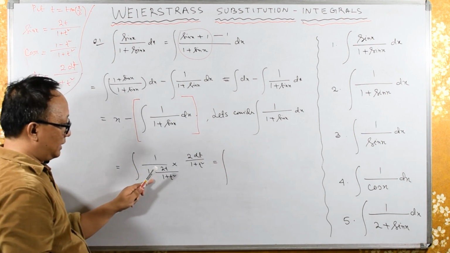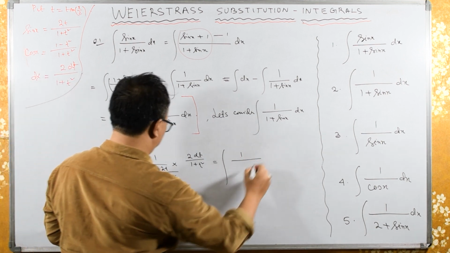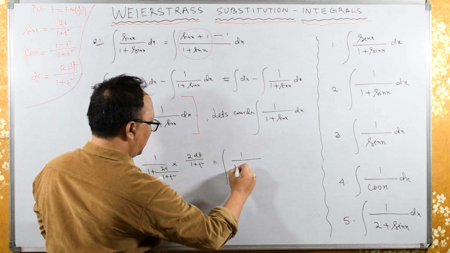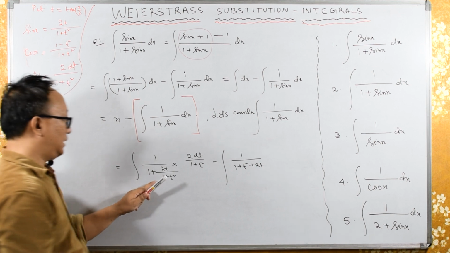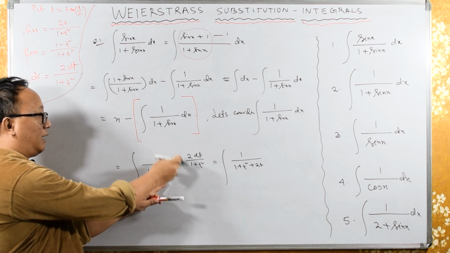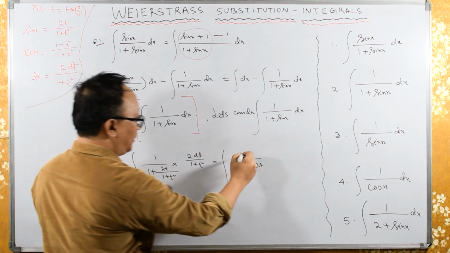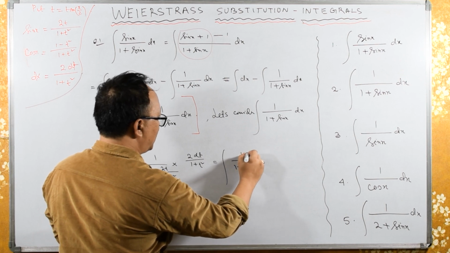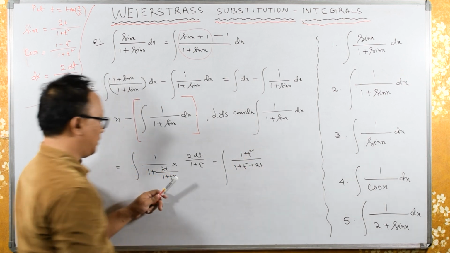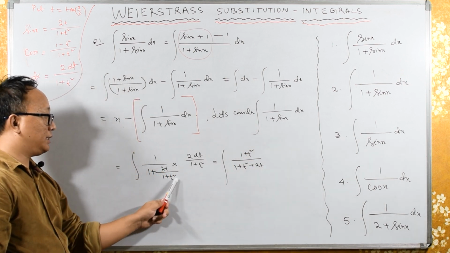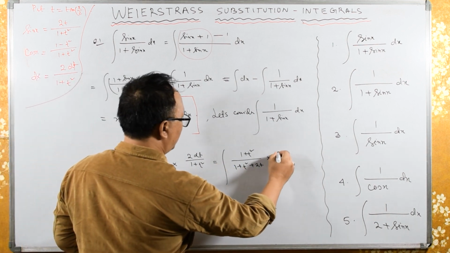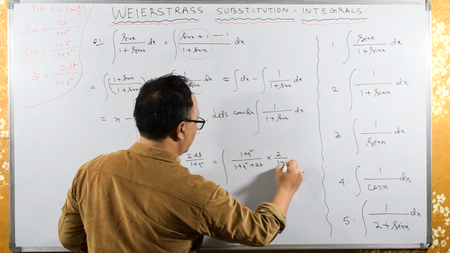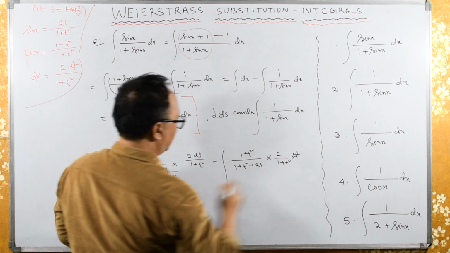Now here let's take LCM. 1 upon, if I take LCM, what will we get? 1 plus t square plus twice t. This 1 plus t square I can send up over here. So it will be 1 into 1 plus t square, which is 1 plus t square. I am sending 1 plus t square up. It becomes 1 plus t square into 1 plus t square dt.